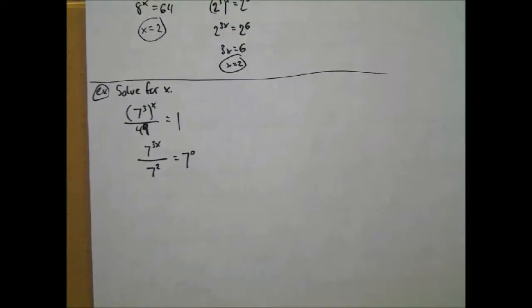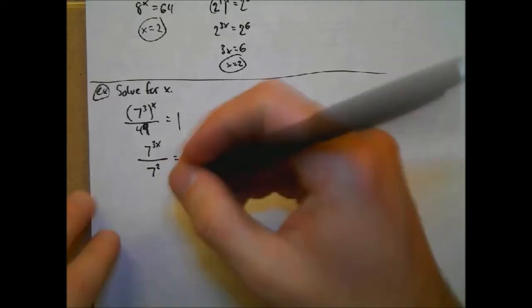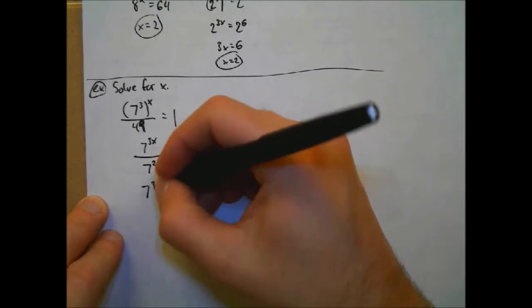All right, so let's continue to combine things together here. How can we simplify that left-hand side? If we have division between two numbers with the same base, what can we do with their exponents? Subtract. Okay.